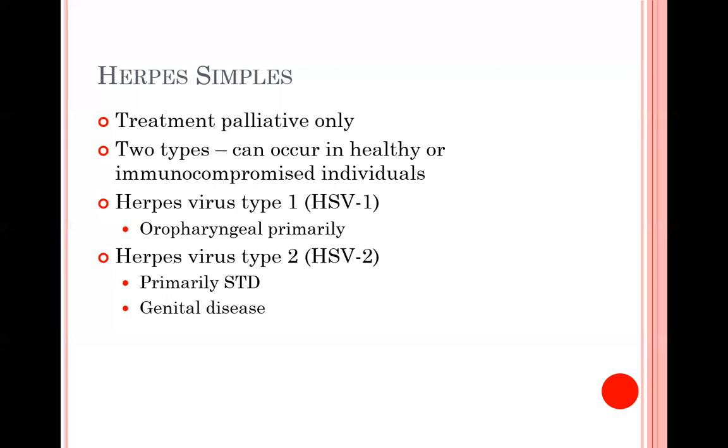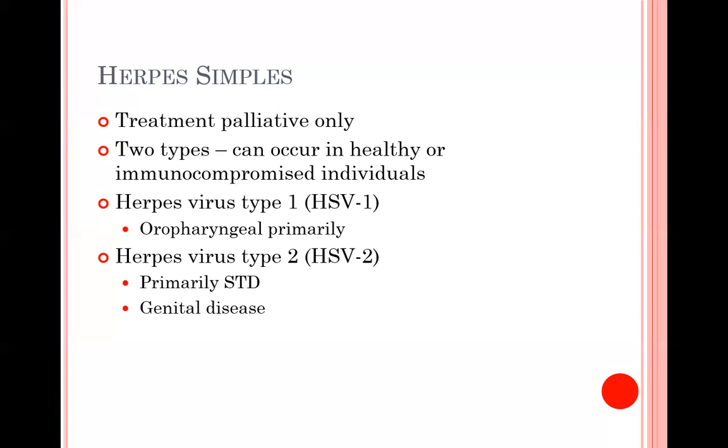There's also herpetic whitlow. We don't have to know about it, but it's the one that can occur on the hands. And then herpes can also occur rarely in the eyes, as an ocular virus, but predominantly we think of it as cold sores in the mouth or around the mouth.